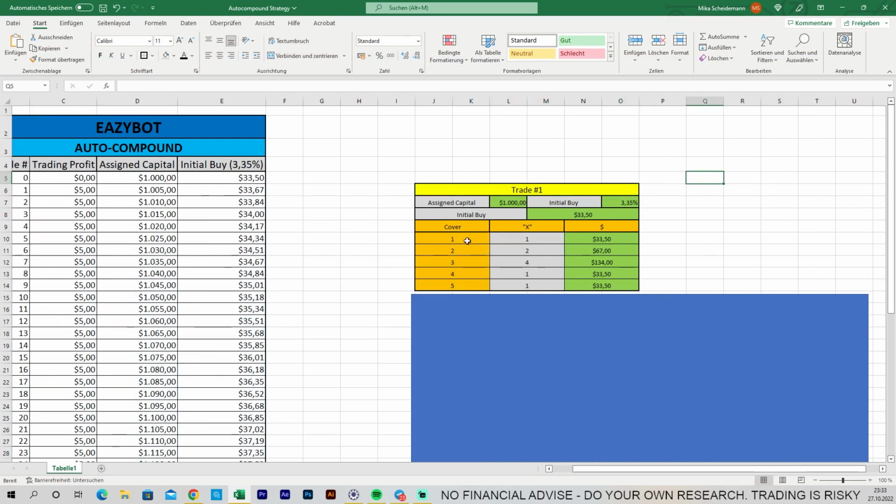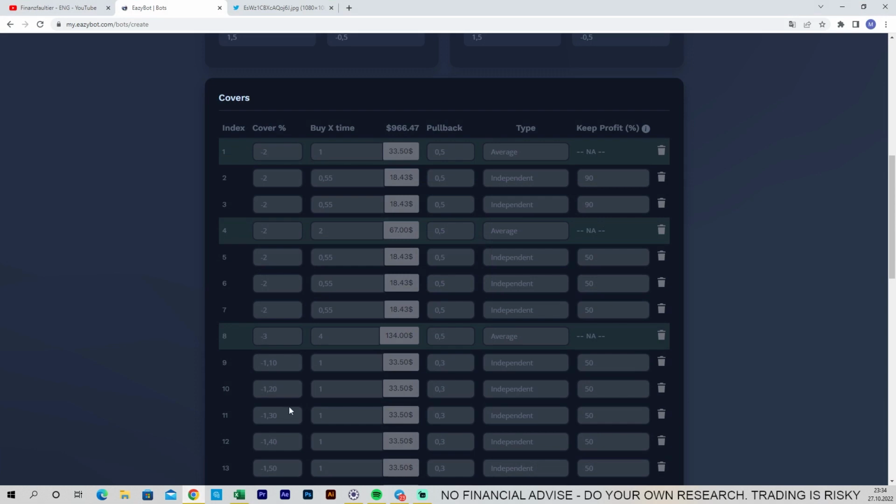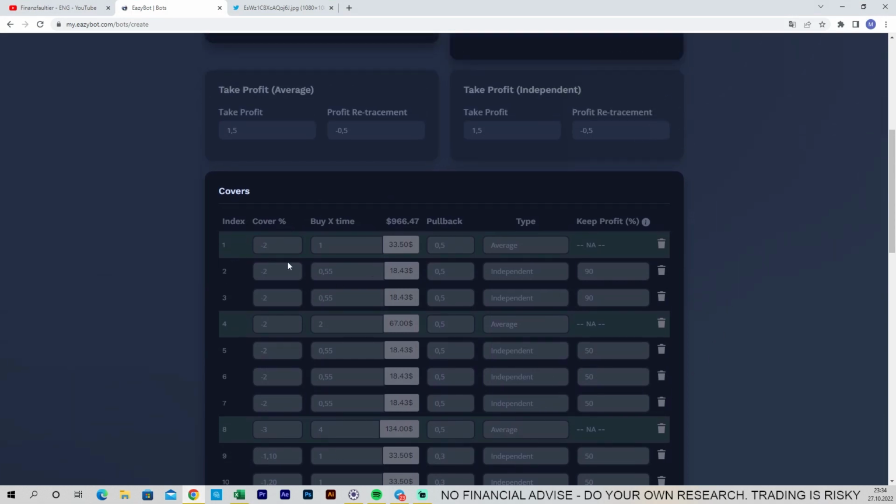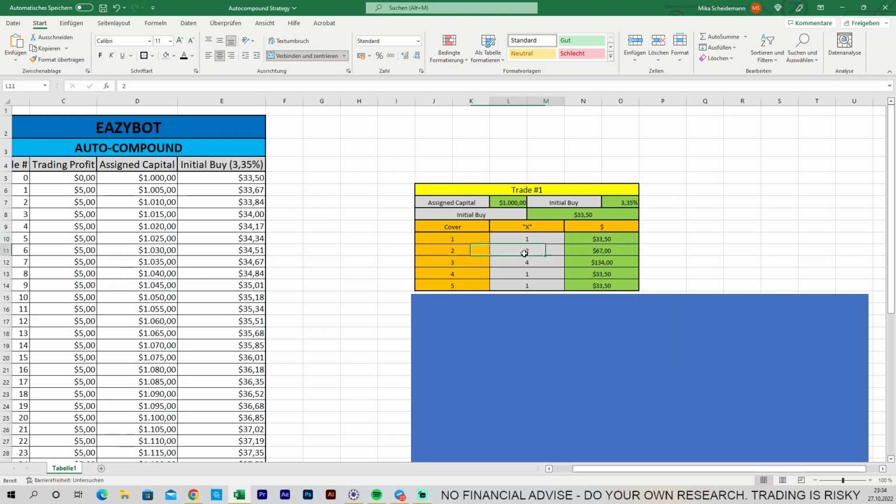So we have cover 1, which is bought after the initial buy. We have an initial buy of 33.50. We have cover 1, X1. X is the amount of initial buys, basically, how many times we buy it. So 1 time we buy it for 33.50. You can see this here. So our first cover is bought X times 1 for 33.50. Cover 2 would be X2 as $67.